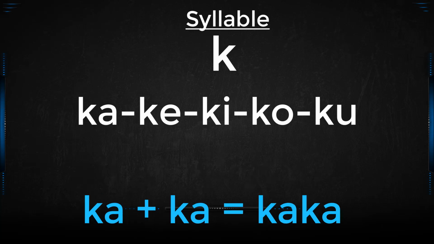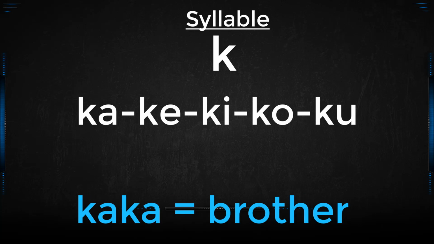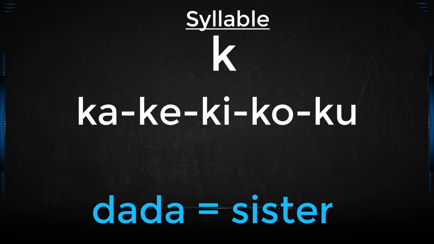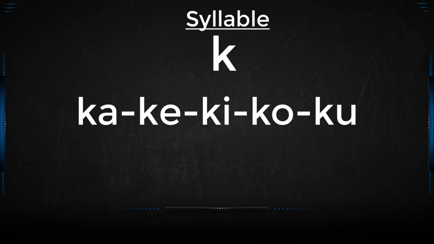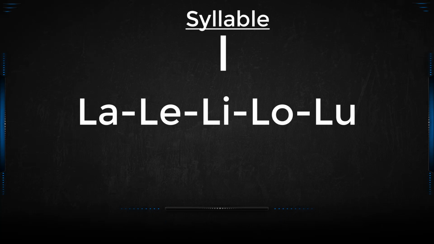Then we have ka plus ka. It forms kaka. Kaka simply means brother. You remember we had said da plus da, it means dada, which is sister. Then brother is kaka. And now we go to L.